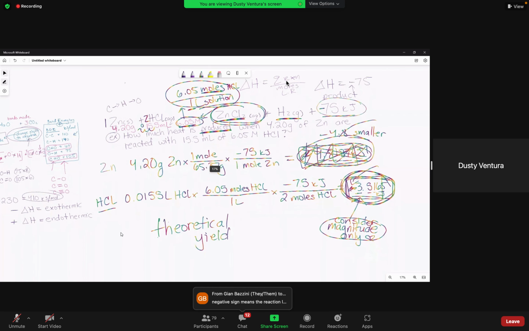Okay, we don't need to turn it into a percent yield problem, but let's do it just for the hell of it. Let's say this reaction has a 75% yield, and you want to know how much heat you're truly going to produce. You would multiply that by the theoretical yield. Same kind of process as before. So you would do 0.75 times 3.5165.